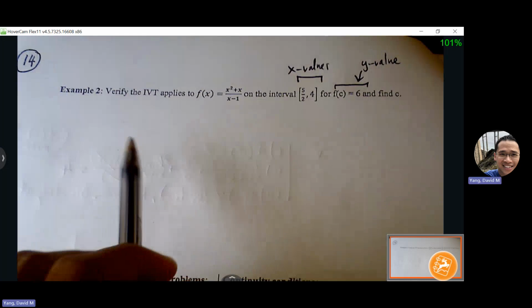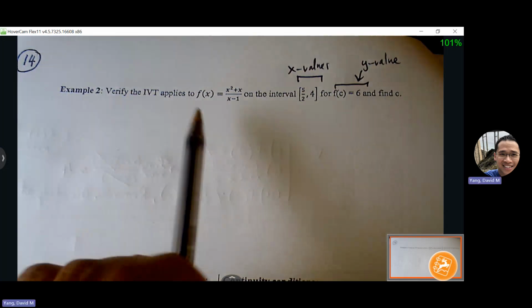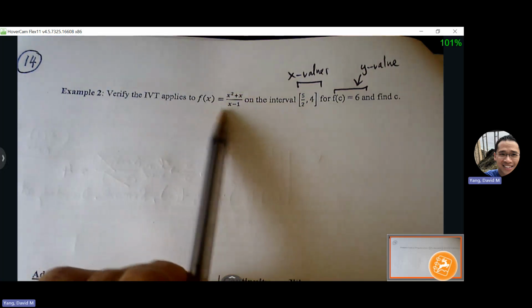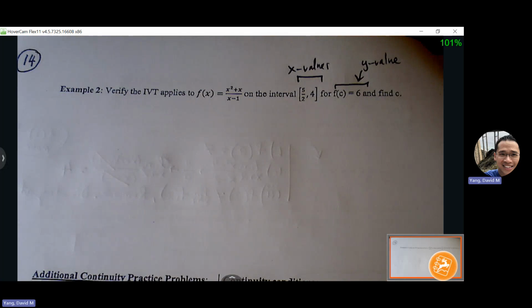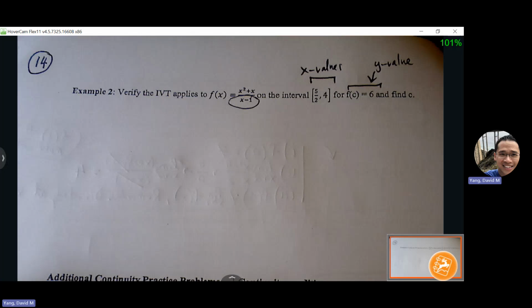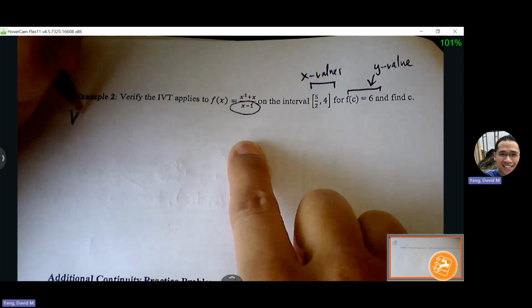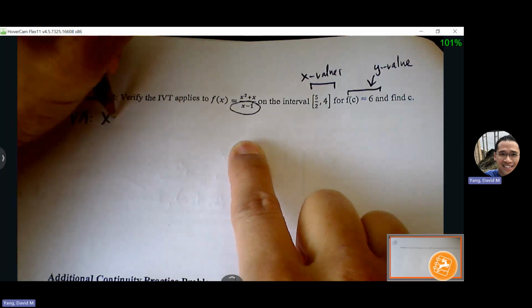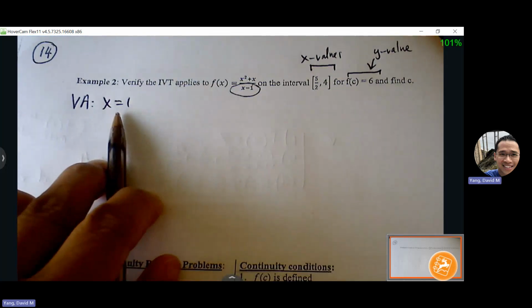So the first condition, well, the only condition, is really continuity. Is this function going to be continuous everywhere? No. Where's the issue that we have to look at? The denominator. We don't have to worry about whether it's a hole or an asymptote. We just know that there's an issue. Where's the issue? X equals 1. Actually, it's a vertical asymptote. So I'm going to say that there's a vertical asymptote at x equals 1. So therefore, the function is not continuous.